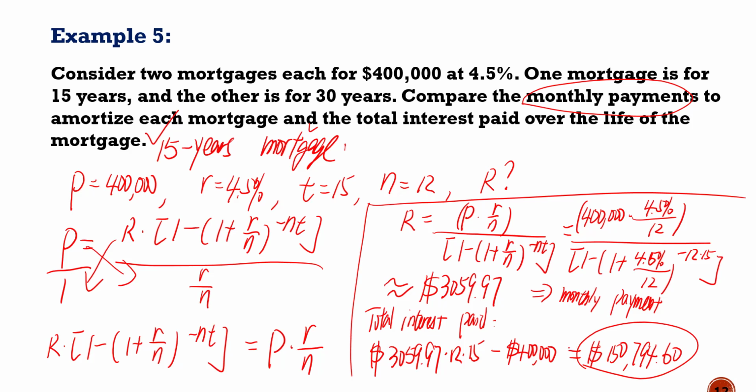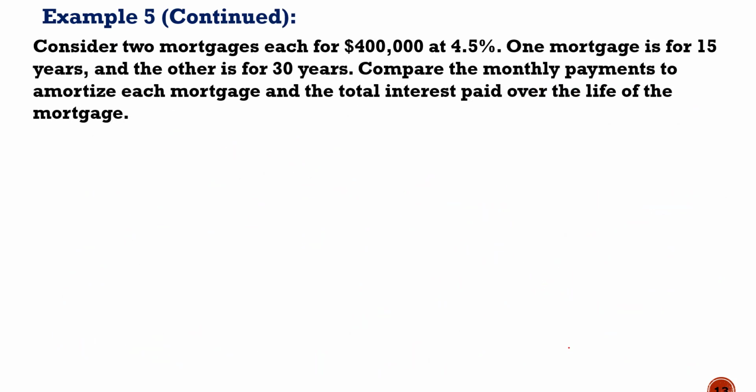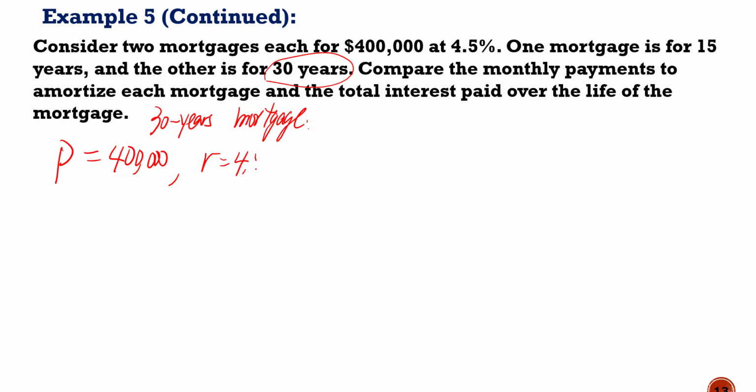Now let's consider the other option, which is a 30 years fixed mortgage. So for 30 years mortgage, now time t becomes 30 years. We still have present value, which is 400,000. Rate is 4.5%. And the compounding period is 12, and time t becomes 30.